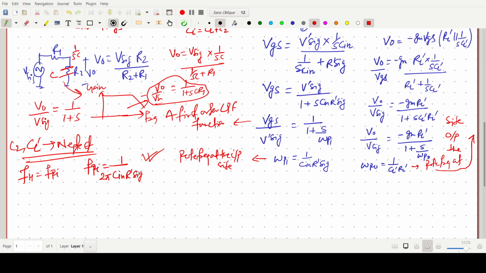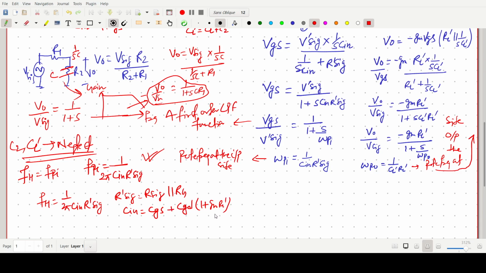So for the high frequency band, we can say this f_H is nothing but simply 1 by 2 pi C_in R'signal, where this R'signal is R signal in parallel with RG, as I have already written, and C_in is nothing but simply CGS plus CGD times 1 plus gm R'L. Okay, yes or no? This one means C_M, C2.